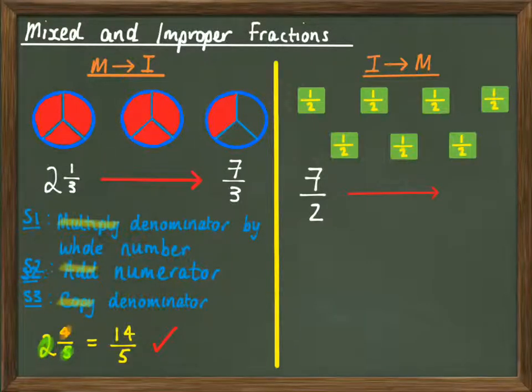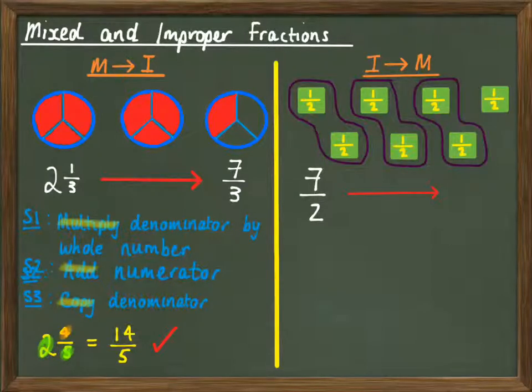So I'm going to try and put these into groups of 2, okay? So there's 1, 2, and 3. I've got 3 wholes, and then the last one, you'll notice, is on its own. I can't group that up with anything because, as I said, I need 2 halves to make a whole, and unfortunately I've only got 1 left. Okay, so I've got 1, 2, 3 wholes, and then a half left over. So 7 over 2 is the same as 3 1/2.